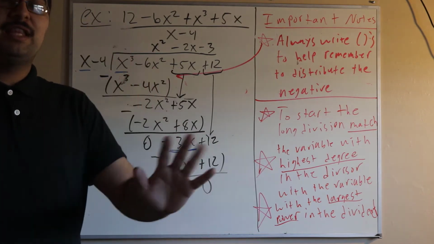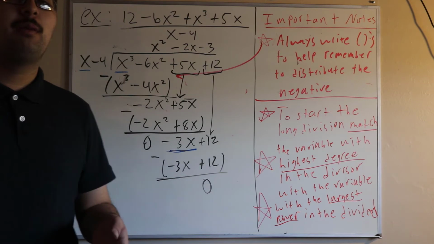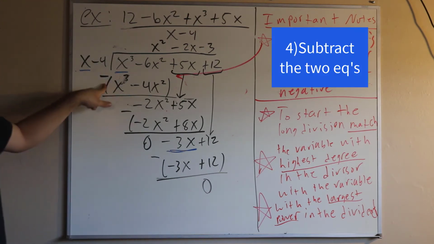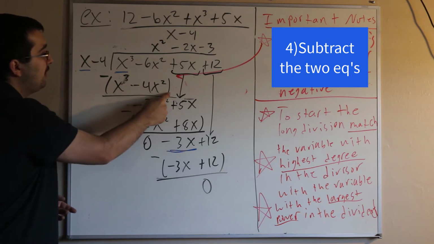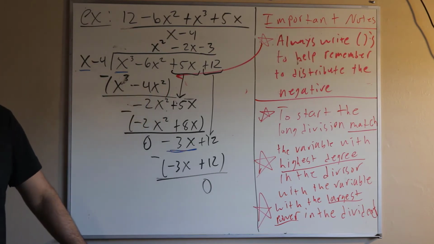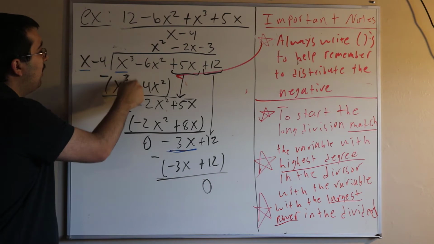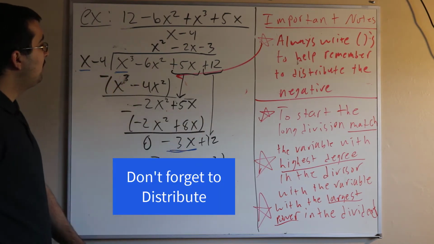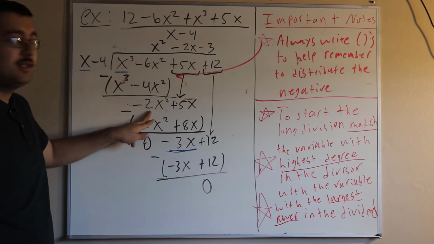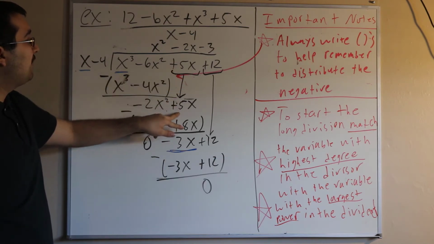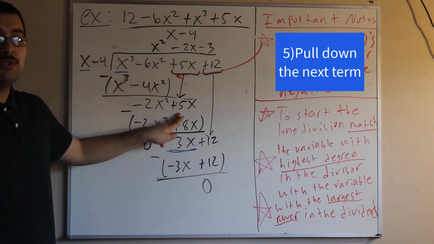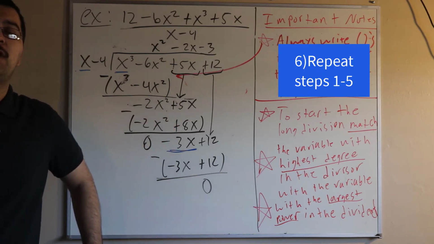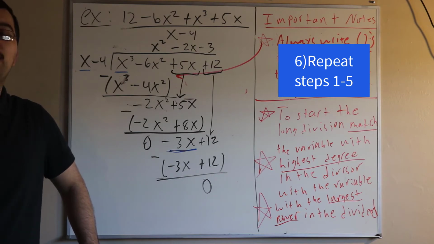Beautiful. And then from there, it's just like when you divide with numbers, you subtract, but unlike when we divide with numbers, we make sure we write these parentheses. Why do we do that? Because that helps us to remember we need to distribute our negative, and then we go through our process of subtraction, we get whatever result is left over, and then we make sure to pull down the next term, just like we do with numbers. And after I pull down the next term, I repeat the process. Just a repetition of everything I just said.